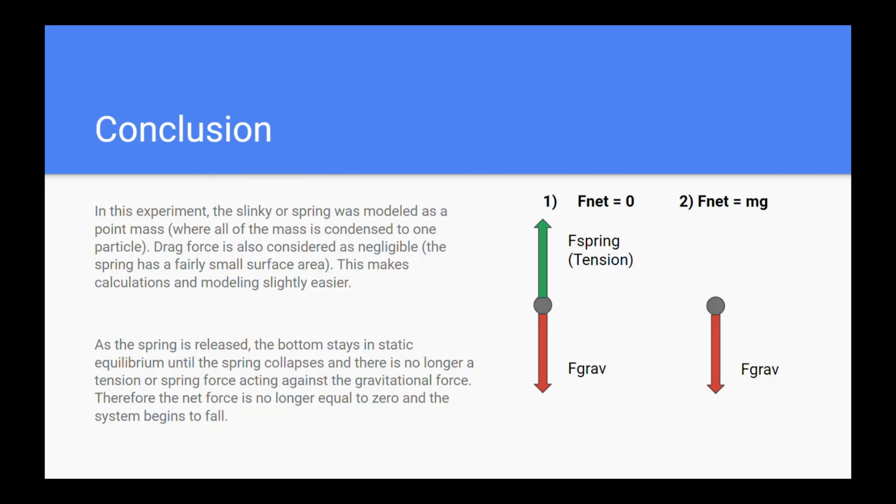In the experiment, as the spring is released, the bottom stays in static equilibrium until the spring collapses fully and there is no longer a tension or spring force acting against the gravitational force on the bottom of the spring. Therefore, the net force is no longer equal to 0, and the system begins to fall to the ground, which is what you see in the tracker video. Here we have two free body diagrams demonstrating this.